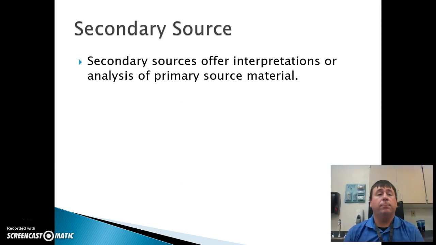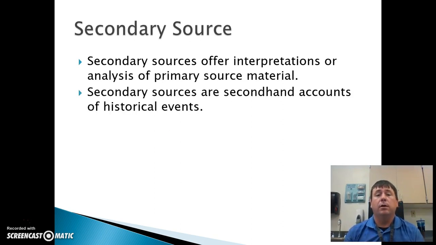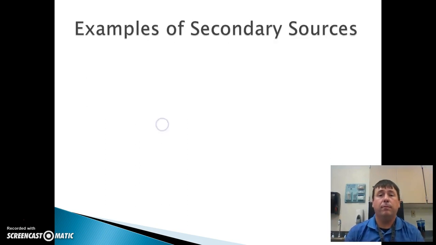A secondary source offers interpretations or analysis of primary source material. Secondary sources are basically secondhand accounts of historical events. So it's from somebody that didn't actually witness it, but they have studied it. They've studied the primary source documents, and they've written about it.